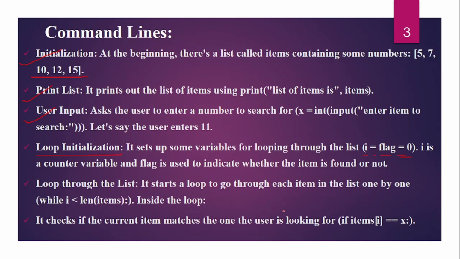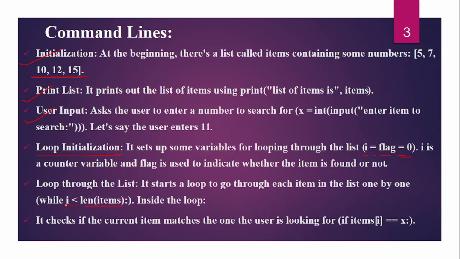So what it basically does is that my loop goes through each and every item in the list. That is why I've given a while loop: while my i, that is the current value, is less than the length of the item, you need to continue the loop. Once that length is done, you exit from the loop.